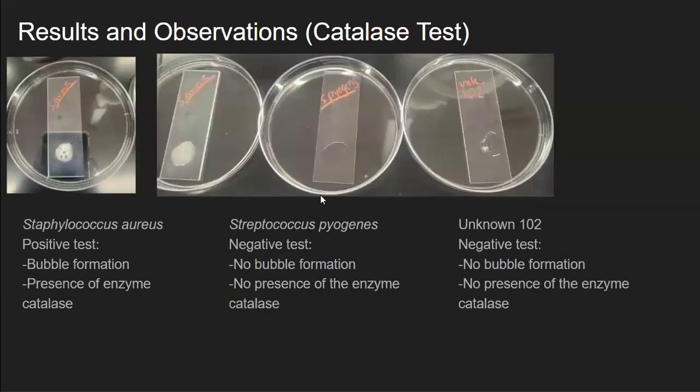Results and observations for the catalase test. Staphylococcus aureus was a positive test, bubble formation, presence of enzyme catalase. Streptococcus pyogenes was a negative test, no bubble formation and no presence of the enzyme catalase. Unknown 102 was also a negative test, no bubble formation and no presence of the enzyme catalase.